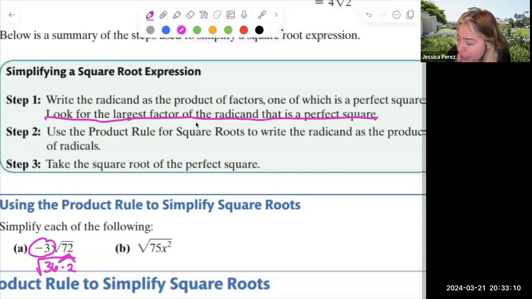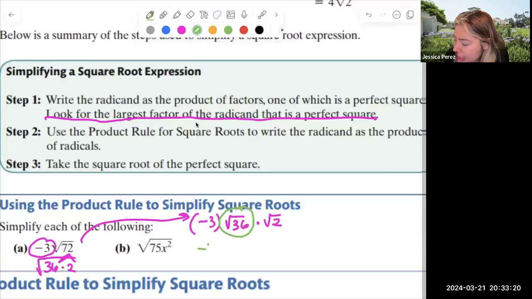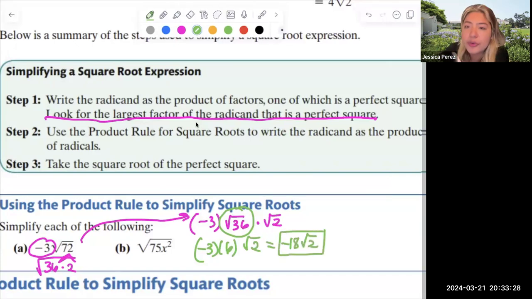So the -3 is for the ride. The -3 times the square root of 36 times the square root of 2. We are going to simplify the square root of 36 as -3 times 6 times the square root of 2. That's -18 square root of 2. And that is the answer for letter A. Questions on letter A?